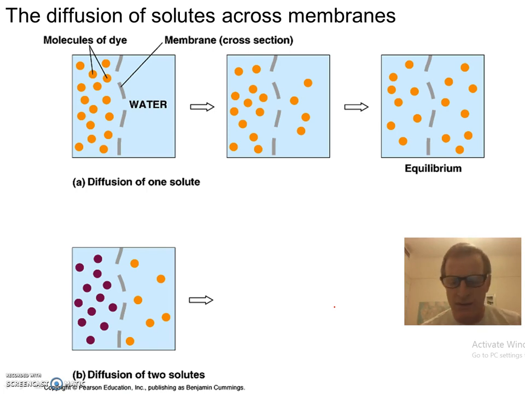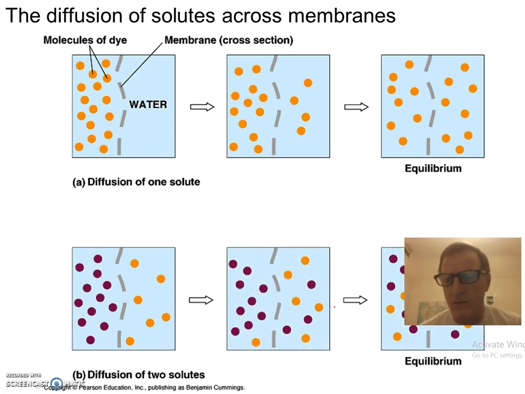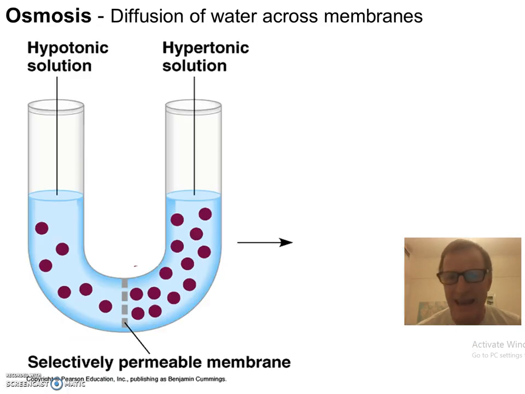And if we have two different solutes and they can both pass through the membrane, they'll both diffuse and again reach equilibrium, and it'll look something like that slide on the right. Okay, this is important because some molecules can move through membranes, other molecules cannot.